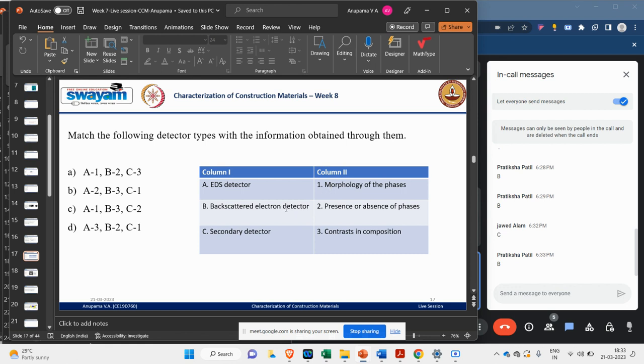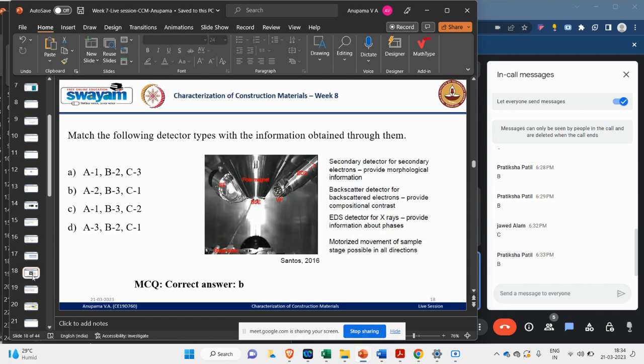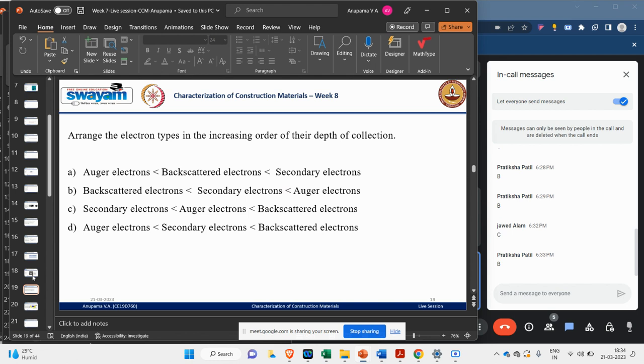For backscattered electrons, if you remember the images discussed by the professor, the sample has to be polished, and it detects based on the difference in the density of the phases. So it cannot detect morphology or the presence or absence of any phase. Instead, it detects a contrast in the composition. So the correct answer is option B. Let's move to the next one.